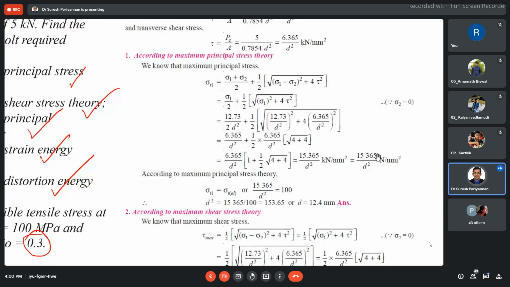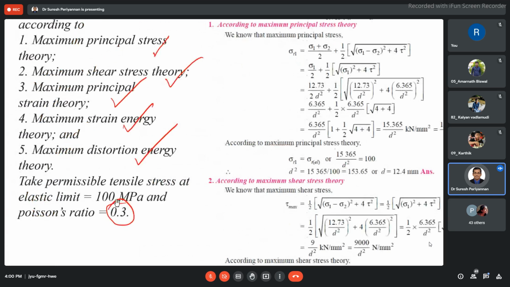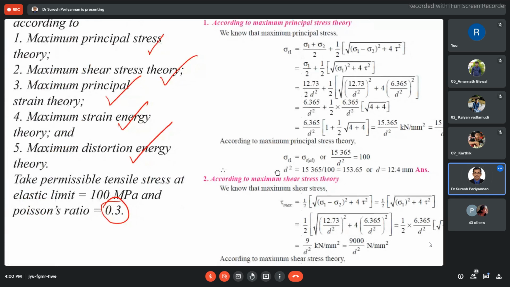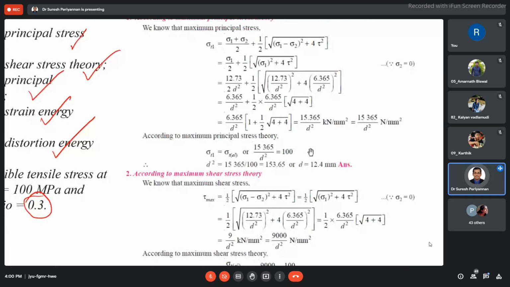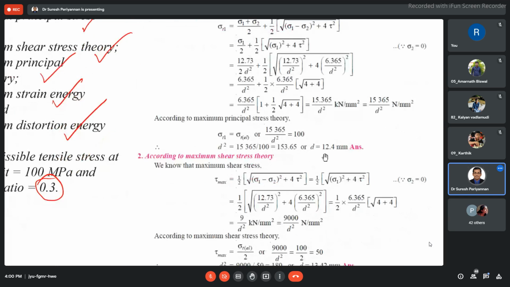15,360 divided by 65 divided by D squared. Now maximum principal theory, we know, right? Now what is the condition they have given? The permissible elastic limit is 100 megapascal. Then I am comparing with my 100 megapascal, because this is our stress. Our stress must be compared with the permissible limit of stress. Then the permissible limit is 100 megapascal. Then I am able to find out the diameter of the shaft, the diameter of the bolt.